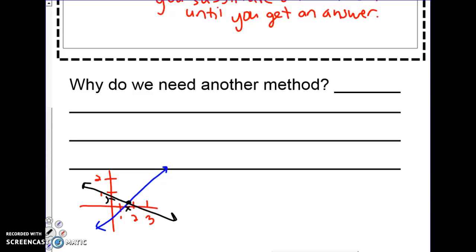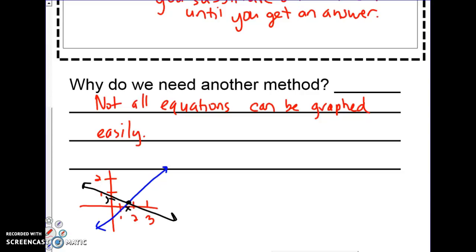So we need another method, because our answer may not be whole numbers or something that we can easily estimate. Also, what if our answer is in the hundreds or thousands? I don't want to sit there with a graph trying to scale and graph up to numbers that high. So basically, why do we need another method? Not all equations can be graphed easily, and we just need to have an algebraic method.